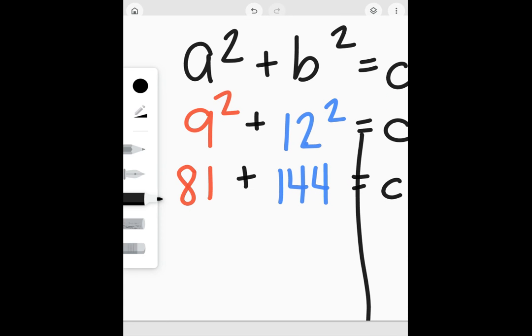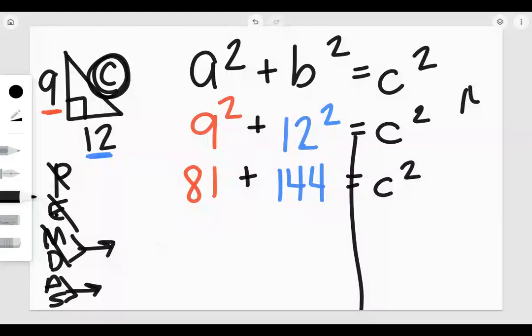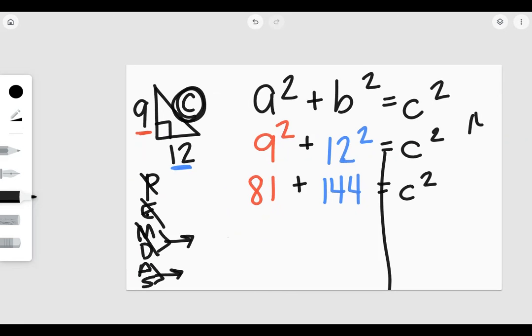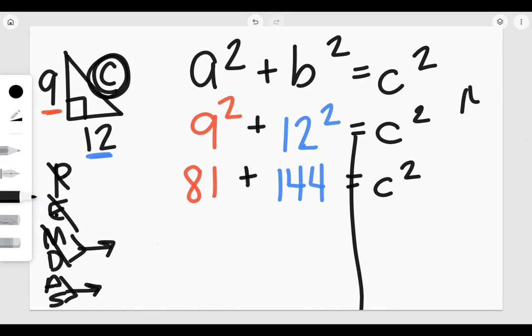Let's make that screen bigger again. There we go. Well, this does not want to cooperate. Let's try one more time. 144, there we go, plus 81.